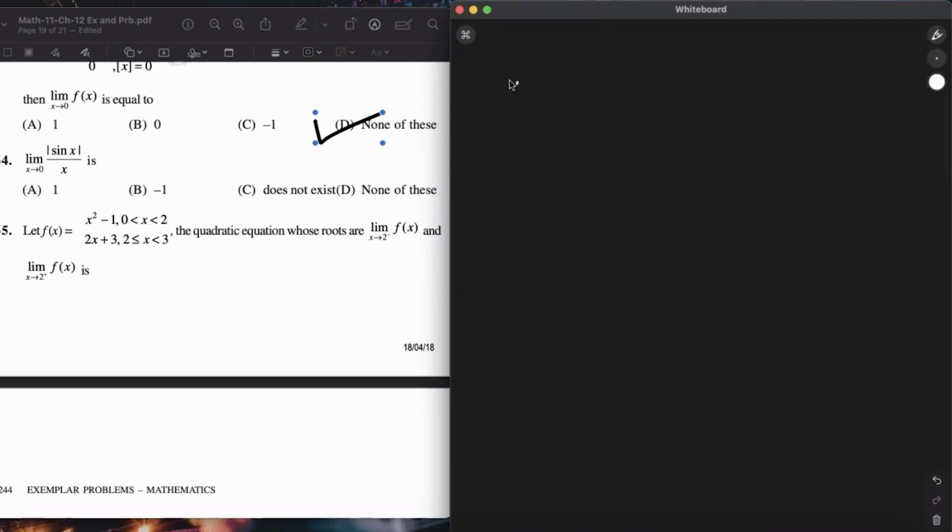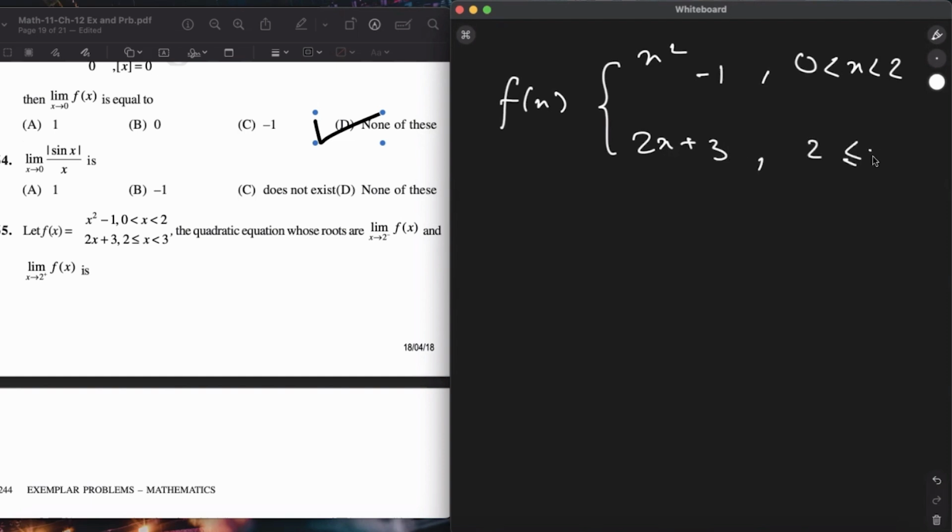So we have been given a function f(x) which is behaving in this manner. x square minus 1 when x is from 0 to 2, and 2x plus 3 when x is from 2 to 3. So the quadratic equation whose roots are the limits from the left hand and right hand side. All right, so we basically just have to find the LHL and RHL, and then we can find the quadratic equation as well.